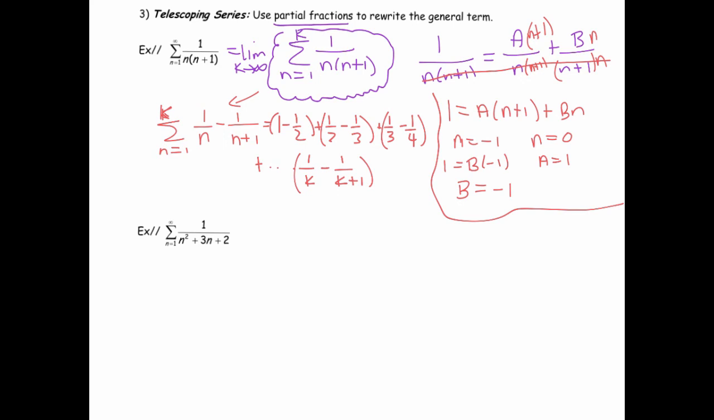Now you can see what's going to happen. Since this is a finite series, we can use the associative property, and those will go away when added together. Those will go away. All the inner terms will go away. The only thing we're left with is 1, the first term, and then a minus 1 over k plus 1. So that's the sum of the finite series.